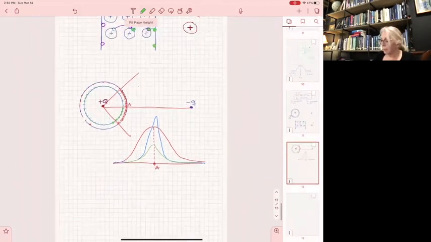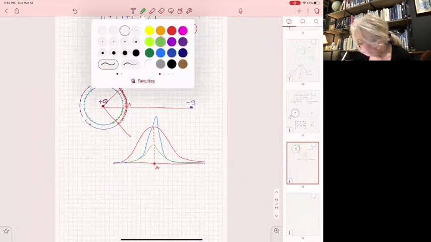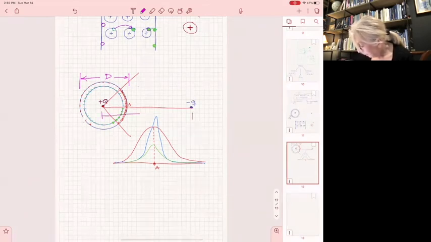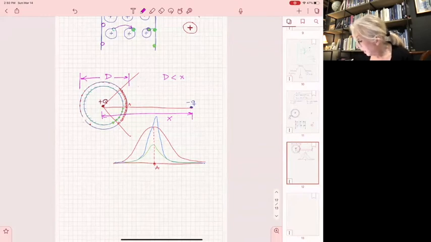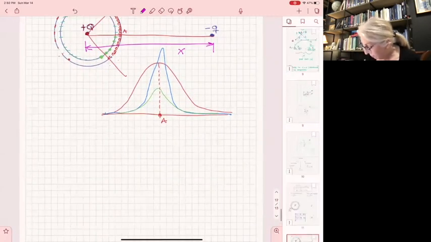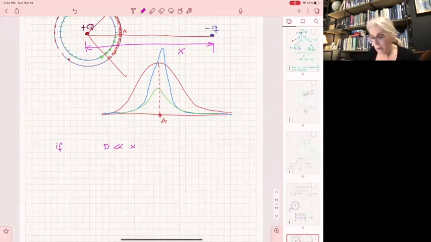However, if this is D, and this distance X are comparable, say if D is smaller than X but not much smaller, all right? So they are comparable. However, if D is much smaller than X, all right?